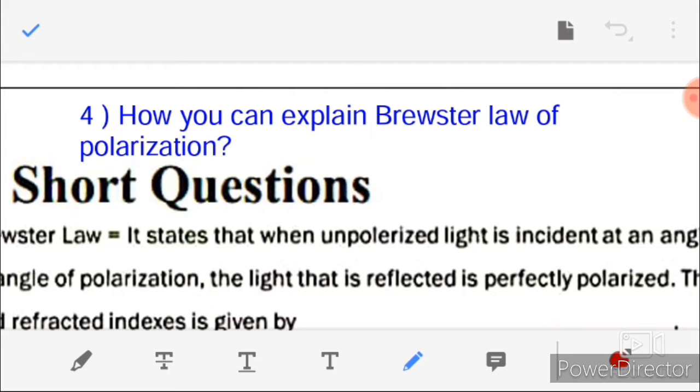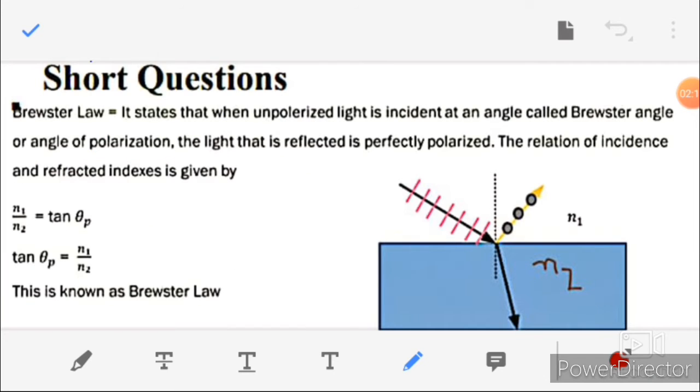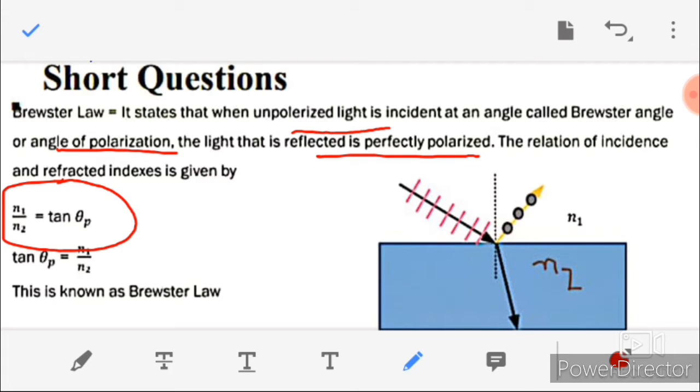Now moving towards question number 4. How can you explain Brewster's law of polarization? Answer: Brewster's law states that when unpolarized light is incident at an angle called the Brewster angle or angle of polarization, the light that is reflected is perfectly polarized. The relation of incident and reflected index is given by tangent theta p equal to n2 divided by n1. This is known as Brewster's law.